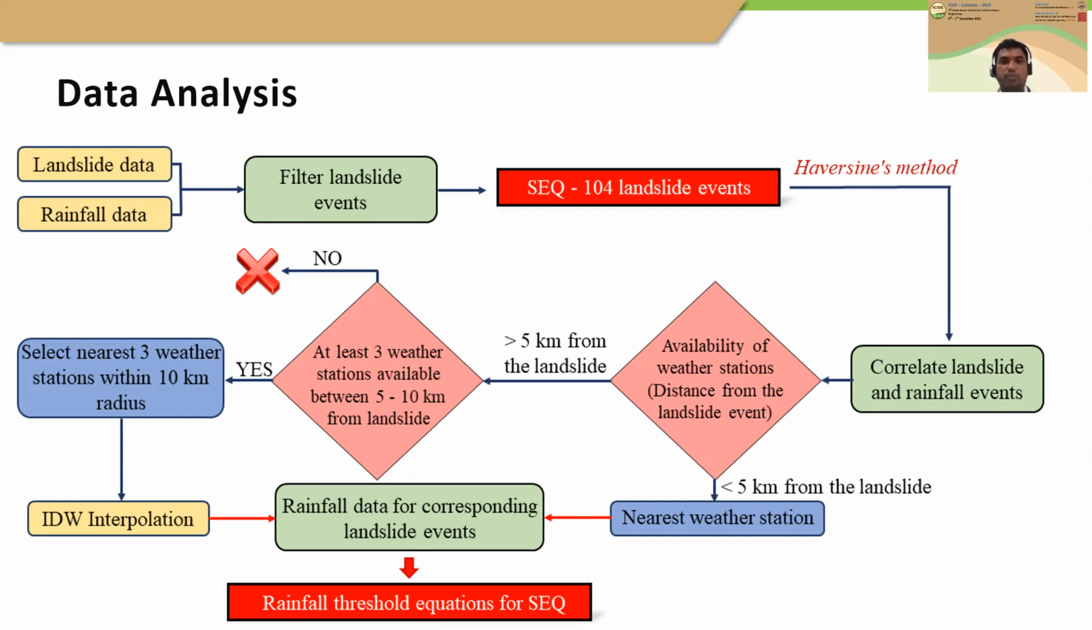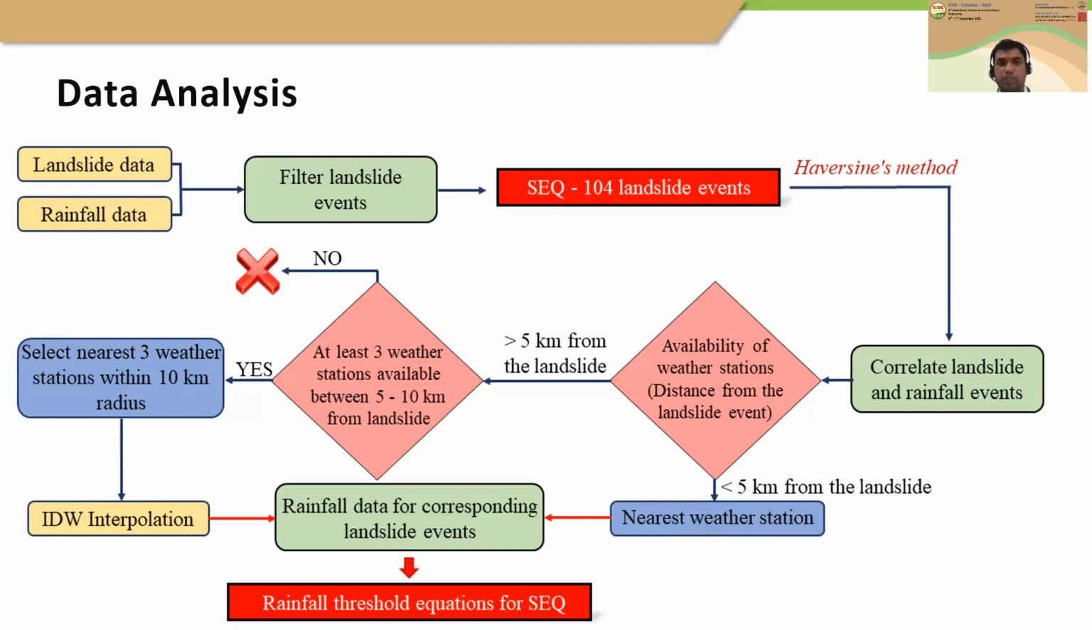Moreover, a logical function was utilized to examine if the landslide event date falls within the weather station operation period. If there are weather stations within a 5-kilometer radius from the landslide event, the nearest station was selected for the threshold calculations. Secondly, if no weather stations are available within a 5-kilometer radius, then the closest 3 weather stations within a 10-kilometer radius from the event were selected, and the data from these 3 stations were adopted to determine the rainfall corresponding to the event based on inverse distance weighting interpolation, where the distances are inversely weighted relative to the prediction location.